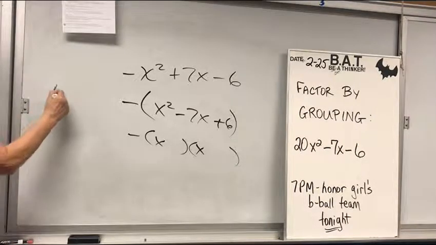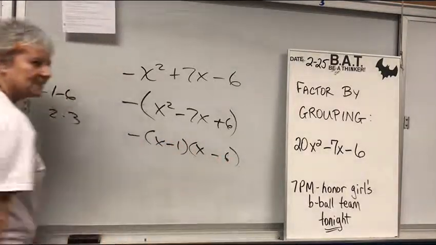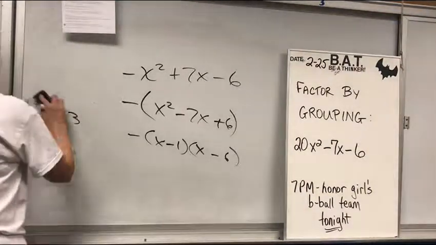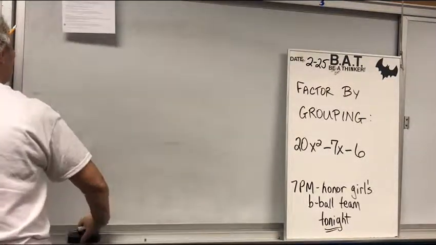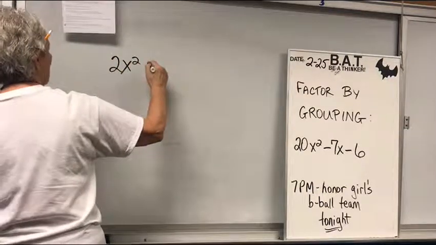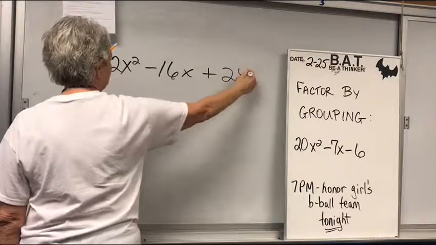Factors of 6 that give me negative 7 would be negative 1, negative 6. See how easy it is when there's no number in front of x squared? We started with the hardest problems, and we're ending with the easiest. What if I have 2x squared minus 16x plus 24?